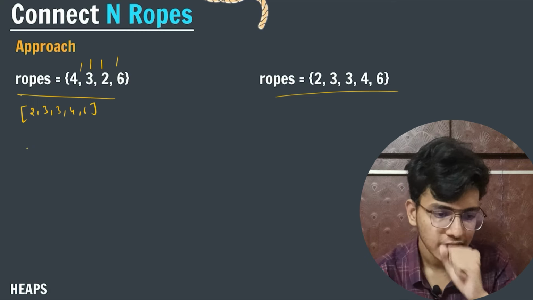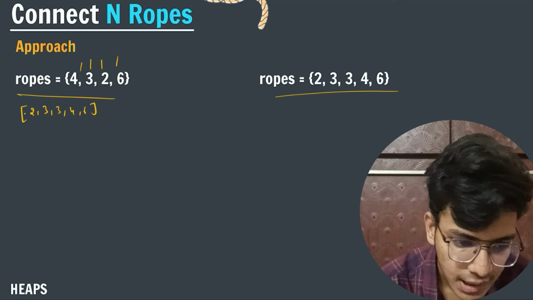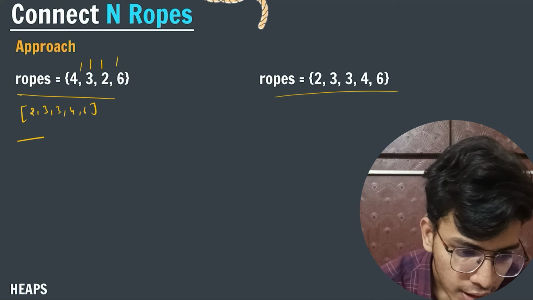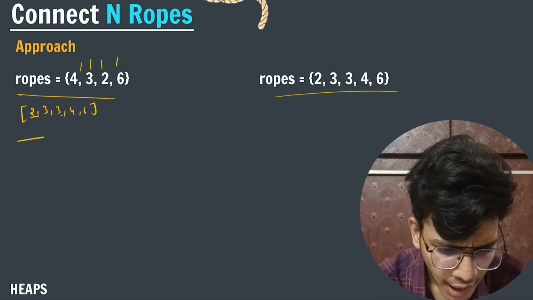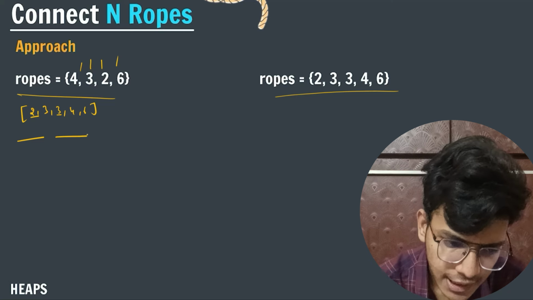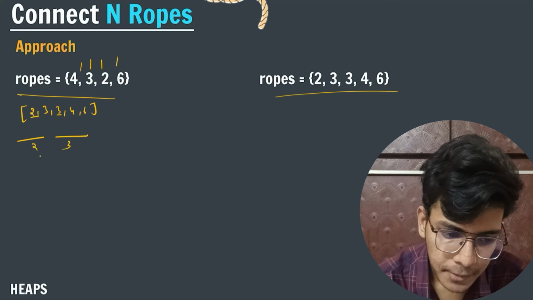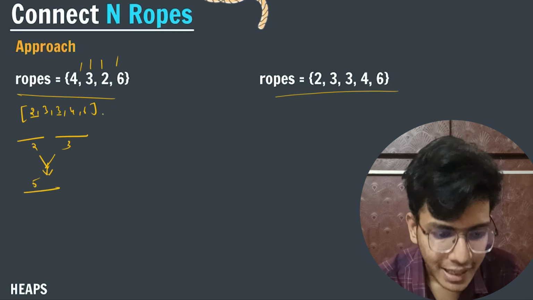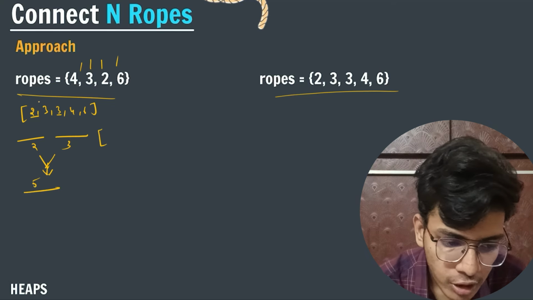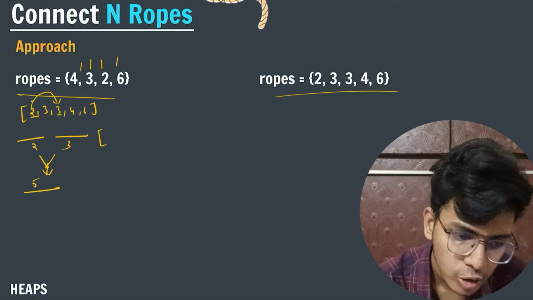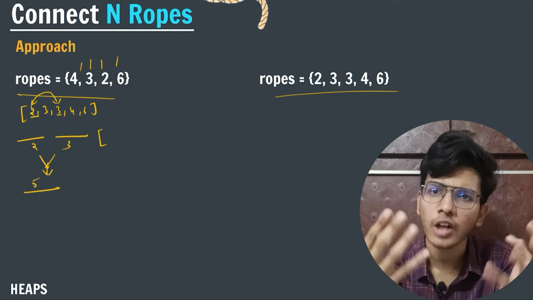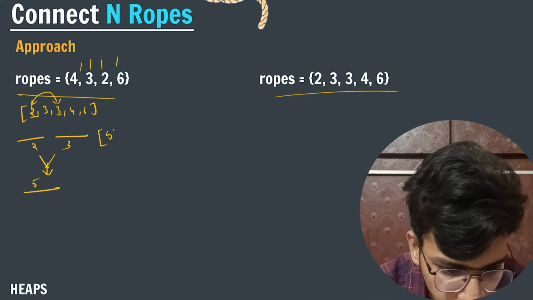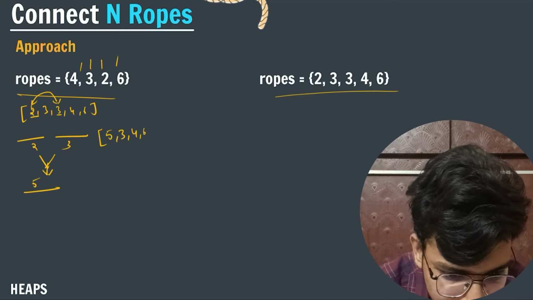Now I am taking the least rope. You can see that the least rope is 2. After that I am taking the second least, let's say 3. So 2 and 3, I am combining these 2, and this will give me 5. Now after combining, these 2 elements become one element because I have used them. So my array will become 5, 3, 4, 6.